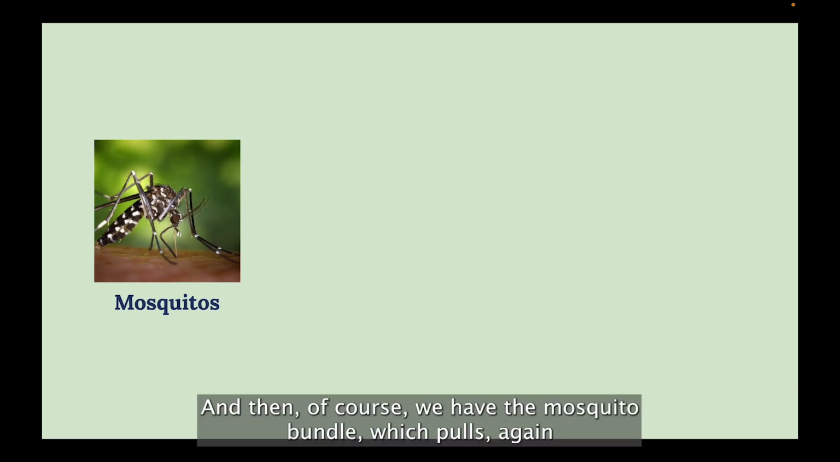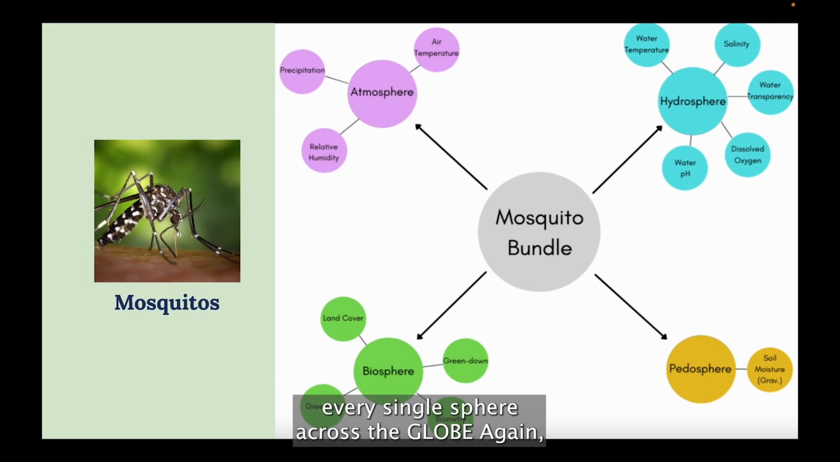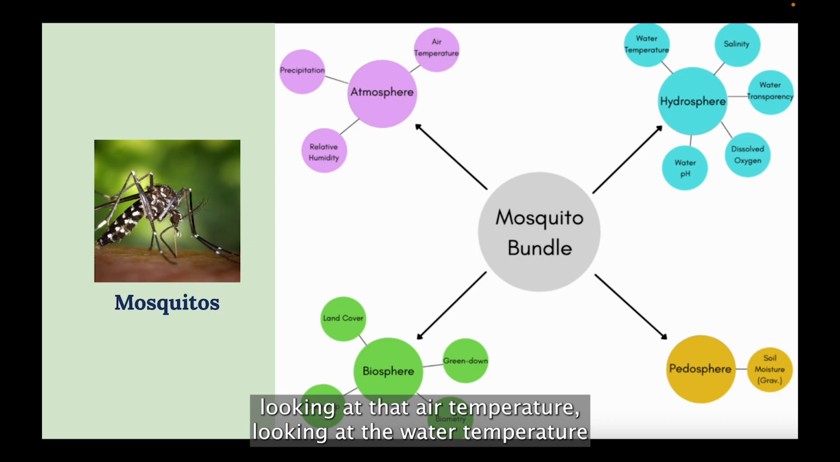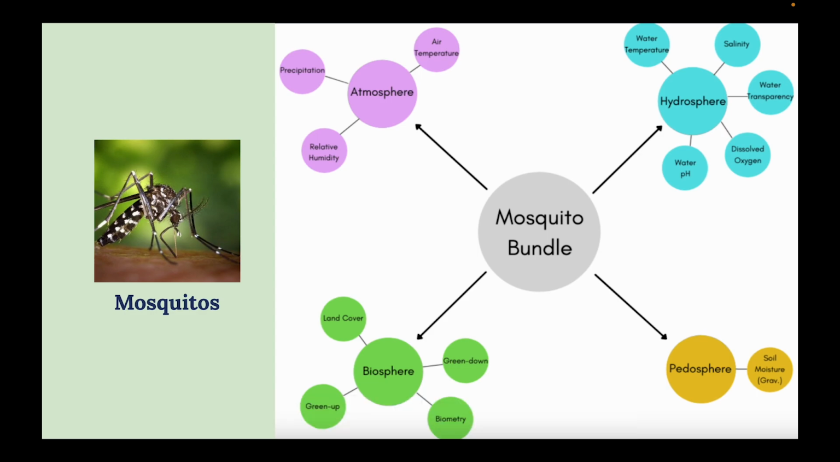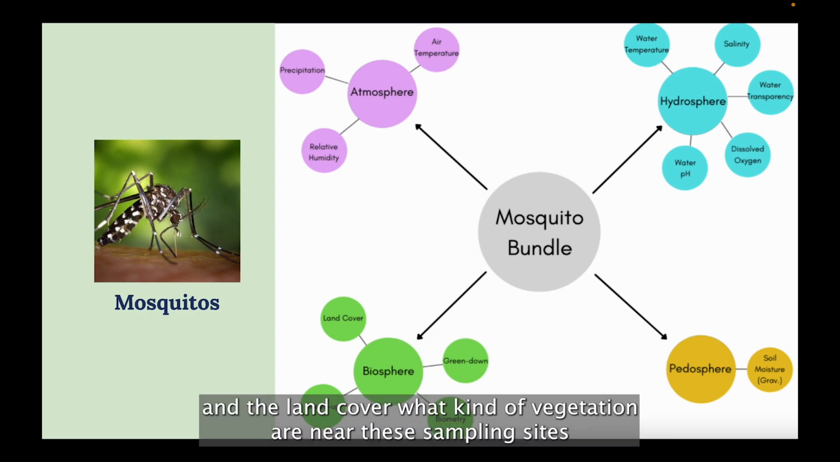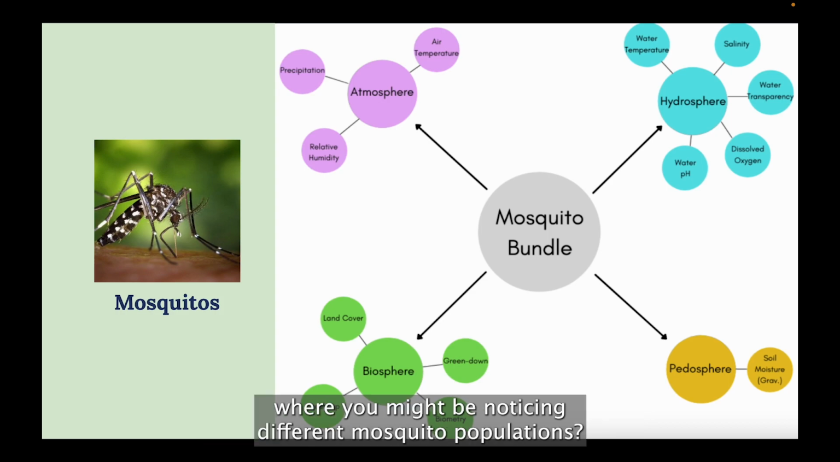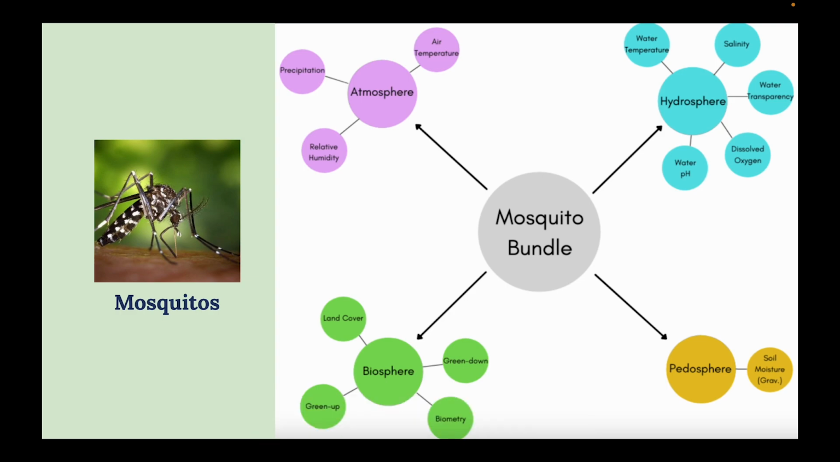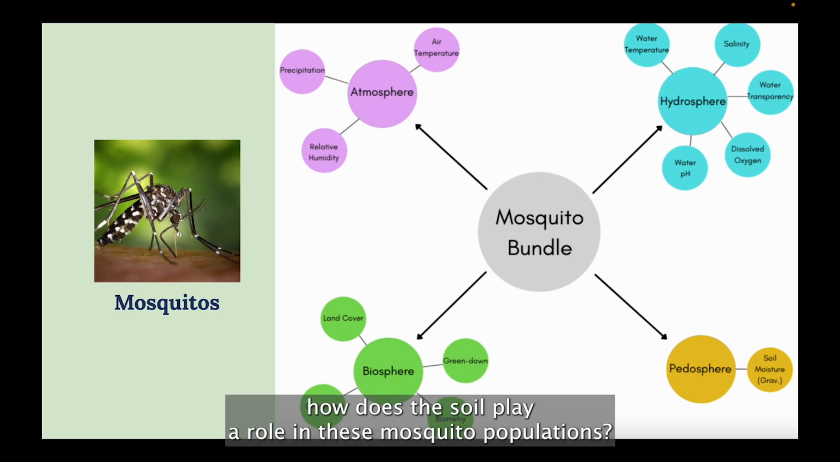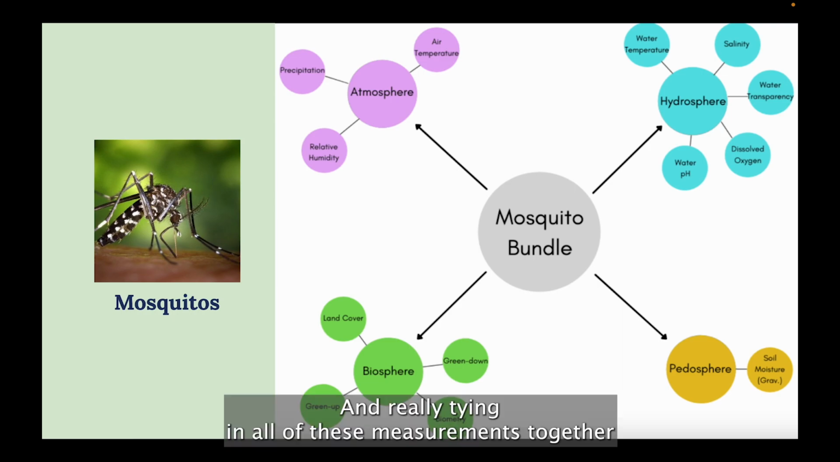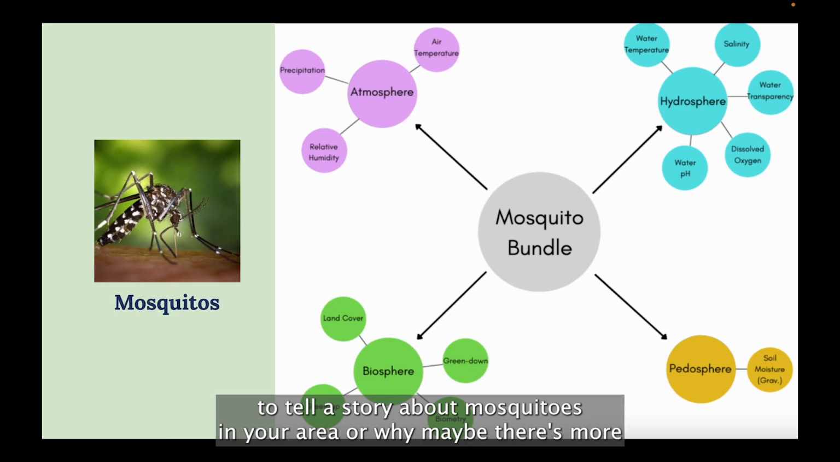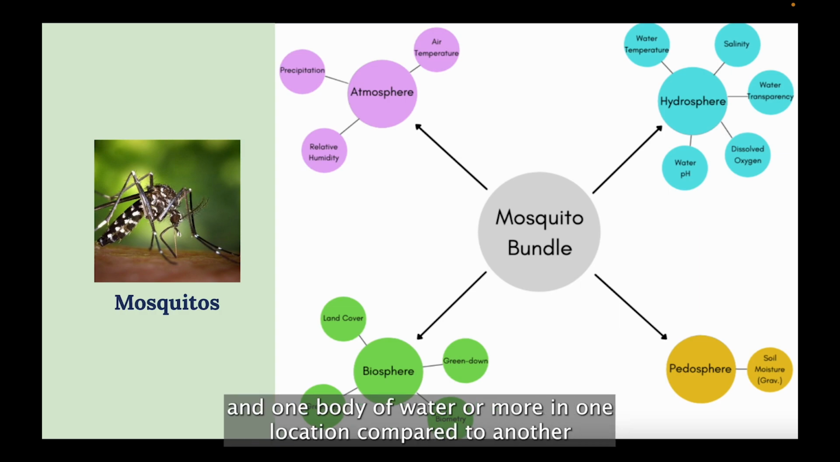And then, of course, we have the mosquito bundle, which pulls, again, every single sphere across the globe. Again, looking at that air temperature, looking at the water temperature and dissolved oxygen in the hydrosphere, understanding the seasons and the land cover. What kind of vegetation is near these sampling sites where you might be noticing different mosquito populations? And then, of course, also looking at the soil. How does the soil play a role in these mosquito populations? And really tying in all of these measurements together to tell a story about mosquitoes in your area, or why maybe there's more in one body of water or more in one location compared to another.